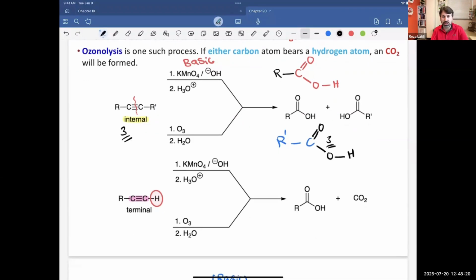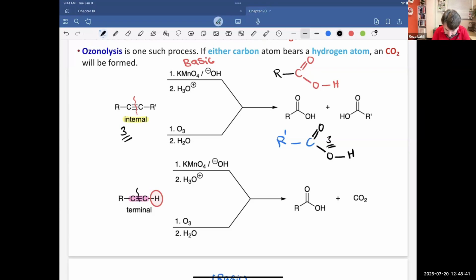If you use the same condition for the terminal alkyne, because there is a hydrogen attached to one of the carbons, it can go one step more and get involved in another oxidation reaction, and it will turn the carboxylic acid into CO2.